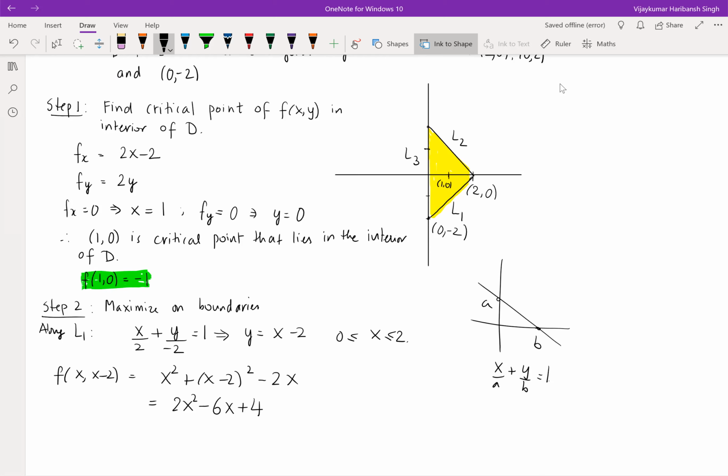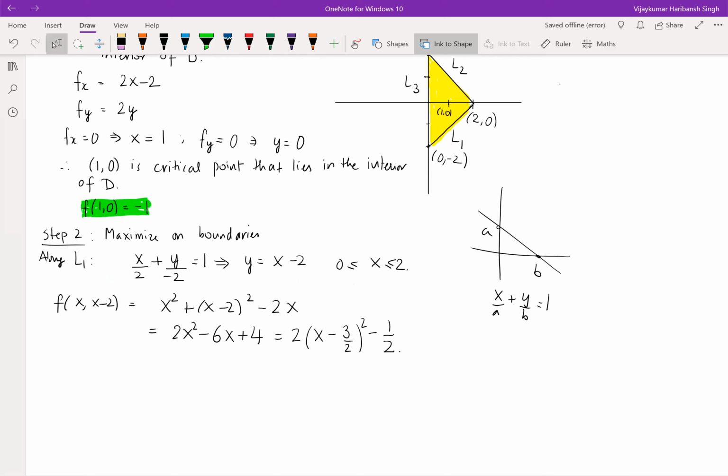Now, either you make a function of one variable out of it and find the critical point and look at the endpoints, or you can complete the square to get 2 times x minus 3 by 2 the whole squared minus half. When you write it like this, you can quickly say what the maximum and minimum values are. In this case, the quadratic attains its minimum at the vertex because the sign of a is positive. The minimum value is at x equals 3 by 2.